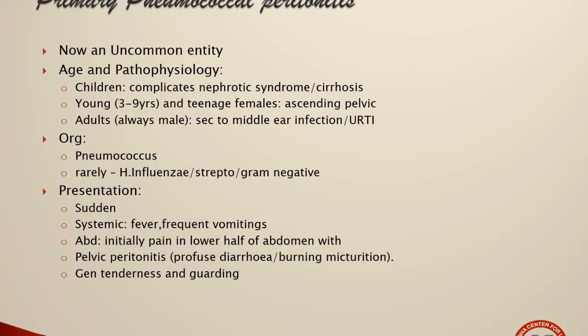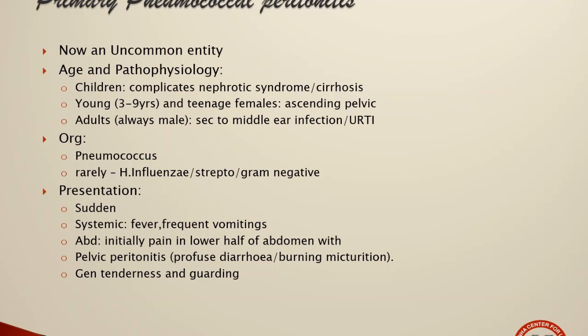Then primary pneumococcal peritonitis, fortunately an uncommon entity, but was usually seen in the children, secondary to nephrotic syndrome or cirrhosis, we mentioned earlier. In the young patient, 3 to 9 years, usually teenage females, where it's ascending pelvic infection. In adults, if it's occurring for the first time, it's usually secondary to middle ear infection. The organism, as the name suggests, pneumococcal, rarely Haemophilus influenzae or Streptococcus or gram-negative bacteria. But the more common is pneumococcus or Haemophilus influenzae.